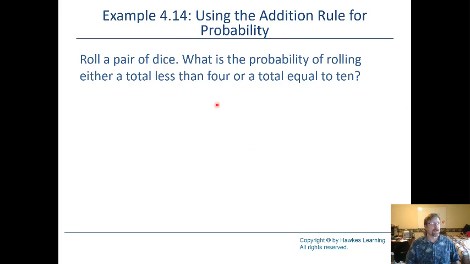So if we've got a pair of dice, what's the probability of rolling either less than 4 or a total of 10? Okay. So if we think back to, so we want less than 4, not less than or equal to. So we've got a value of 1, a value of 2, a value of 3. Sorry, pair of dice, we can't have a value of 1. So we've got a value of 2 or a value of 3.